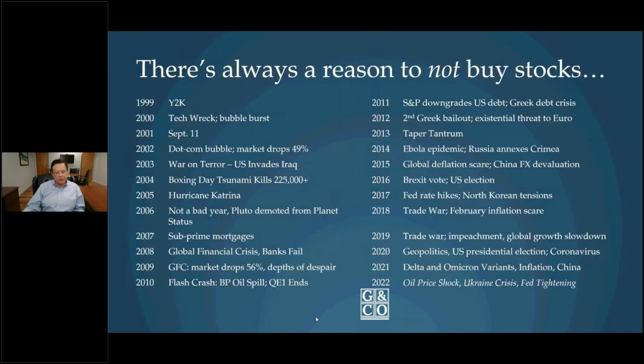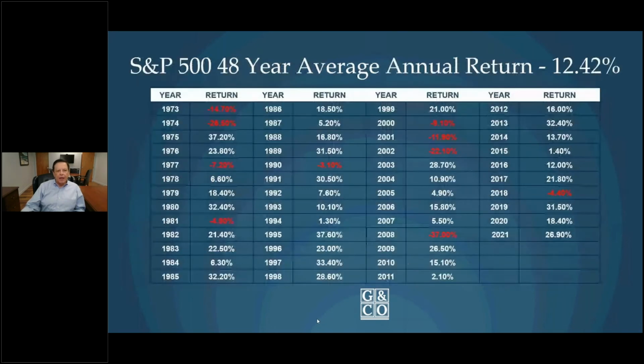Okay, let's go back. You've seen this before, but I always come back to this with clients. Every year there's a reason not to buy stocks. So pick the thing that scared you, whatever year that was. Maybe it was 2018. We had the inflationary scare and we had trade wars going on. I don't know what it is, but let's look at reality. And here's the chart of the 48-year average annual return for the S&P 500. We're not going to go individual stocks. We're just going to look at the S&P 500.